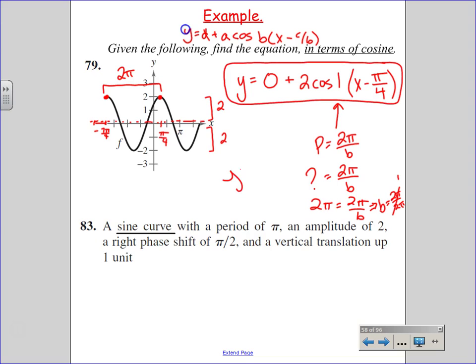Could you write it prettier, just to be something like 2 cosine of x minus pi over 4? Yeah, you could. If you plug that into your calculator, did you?